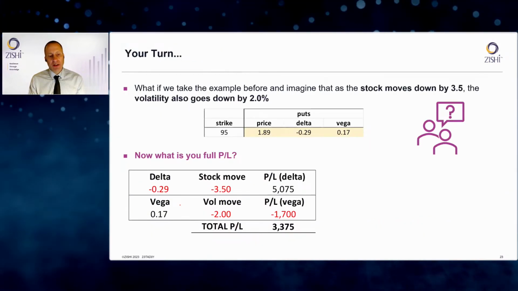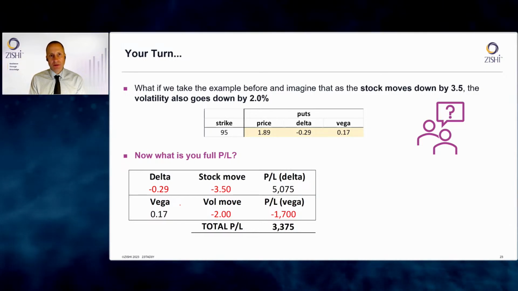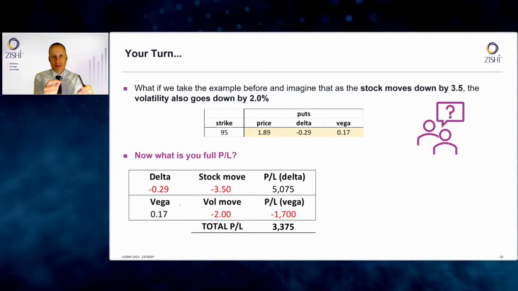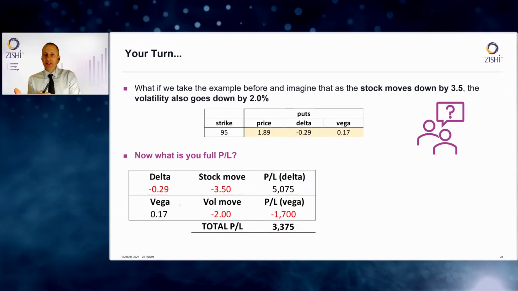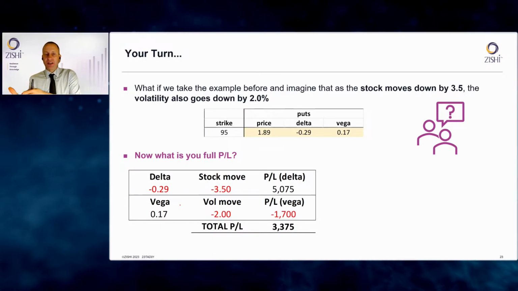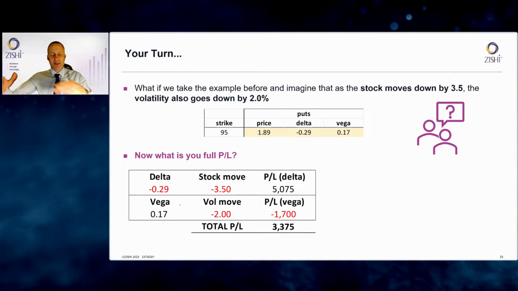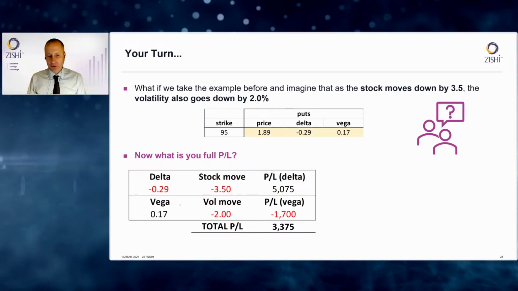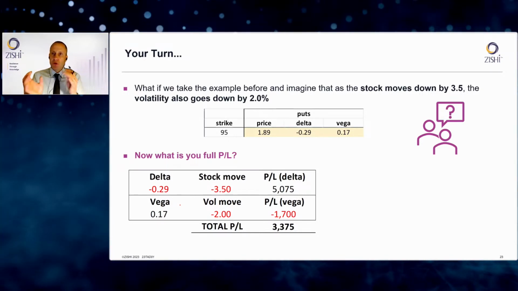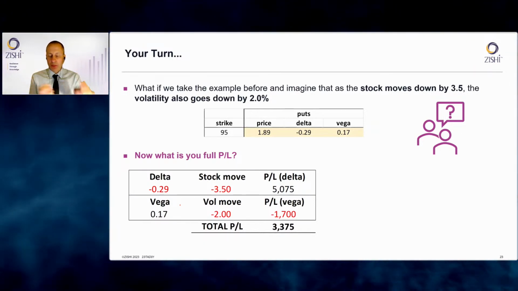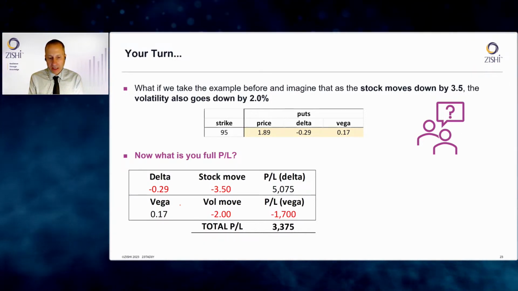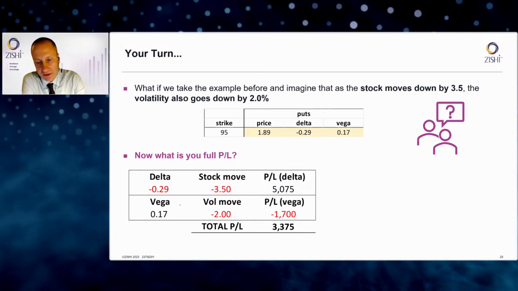And all of these risks are additive. So the delta will tell us how our price and P&L changes for a movement in the stock. The vega tells us how the price and P&L changes for a movement in volatility, and then the theta tells us the same for the passage of time. So if we get more than one price driver moving, we just add the effects of both together. So here, we're imagining that the stock moves down.